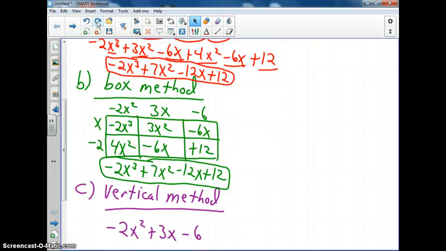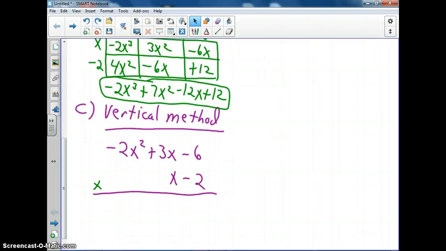Okay, all right, so here's all you're going to do. You go -2 times -6. How much is that? 12. You can see we write down 12. Here comes 12 right there. All right? Right there. Okay, what's -2 times 3x?